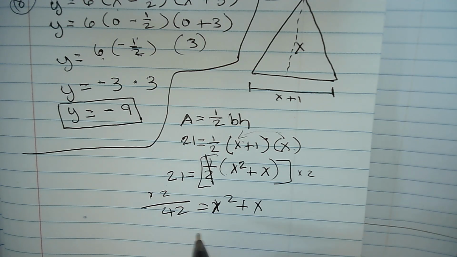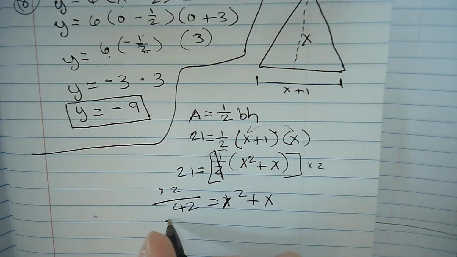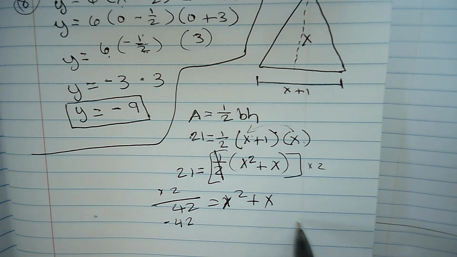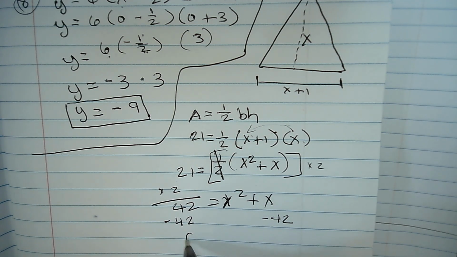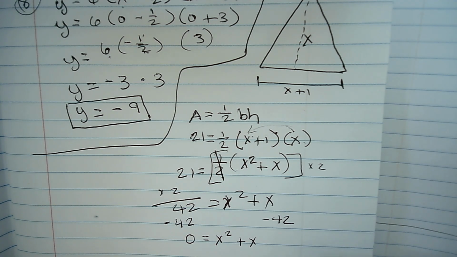This is going to deter a couple of you, and I hope you really don't stop watching to learn. We have to get 42 on this side. So to do that, we need to subtract 42 on both sides. 42 minus 42 will give us 0. 0 equals x squared plus x minus 42.